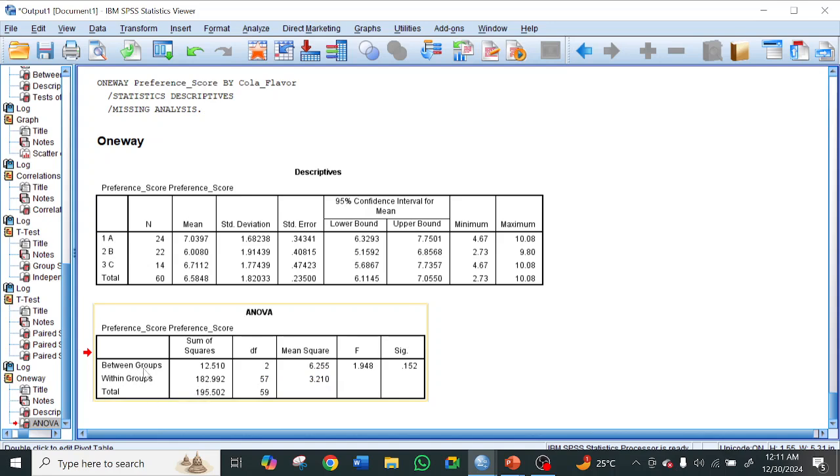When you say between groups, we are looking at the variability due to the differences between the groups. But within groups, we are looking at the variability within each group due to individual differences. So each group, individual difference; between groups, group difference. And we have three groups here: group A, group B, and group C in this situation. Now, sum of squares, we have between groups and within groups.